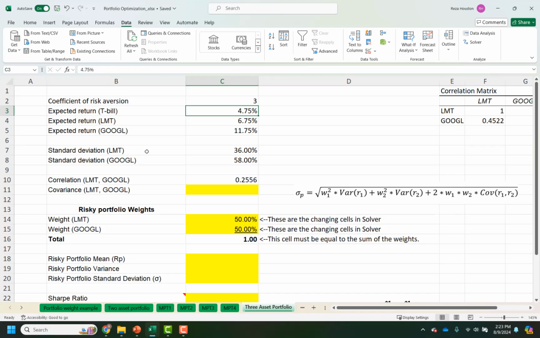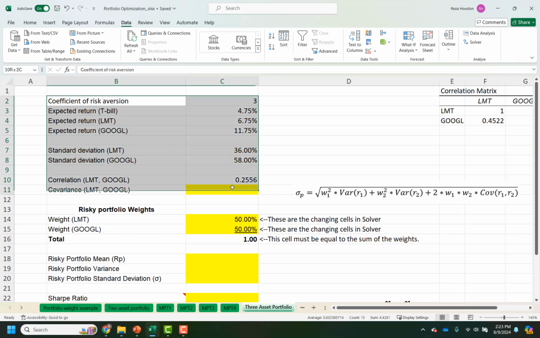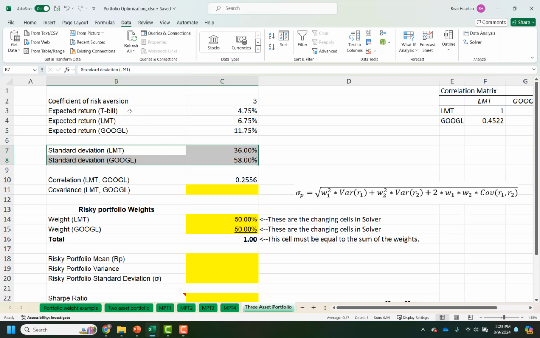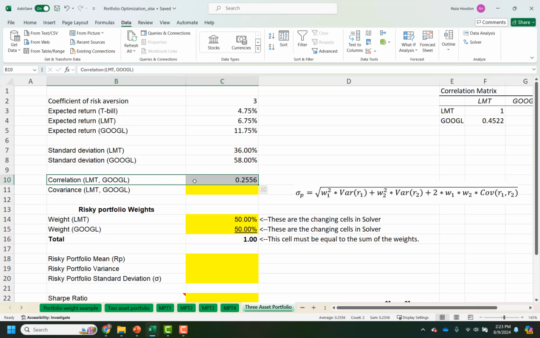Okay, so I'm over here in Excel, and I've set up the basic data that we need to complete this problem. We have our coefficient of risk aversion. I said it was 3. And then we have all 3 pieces of data that we need for modern portfolio theory. We have expected returns for all of our assets. We have standard deviations for our risky assets. Note that the standard deviation of a T-bill is 0. And our correlation between our 2 risky assets is here.